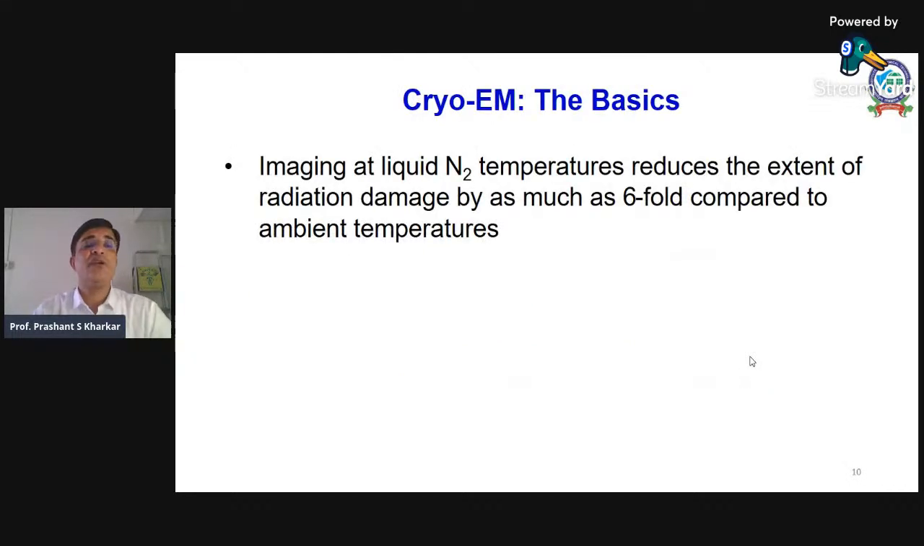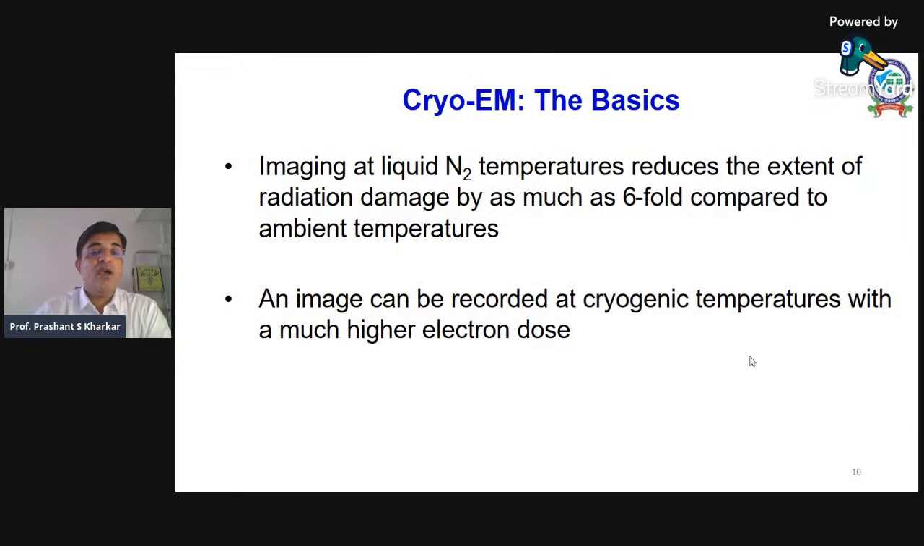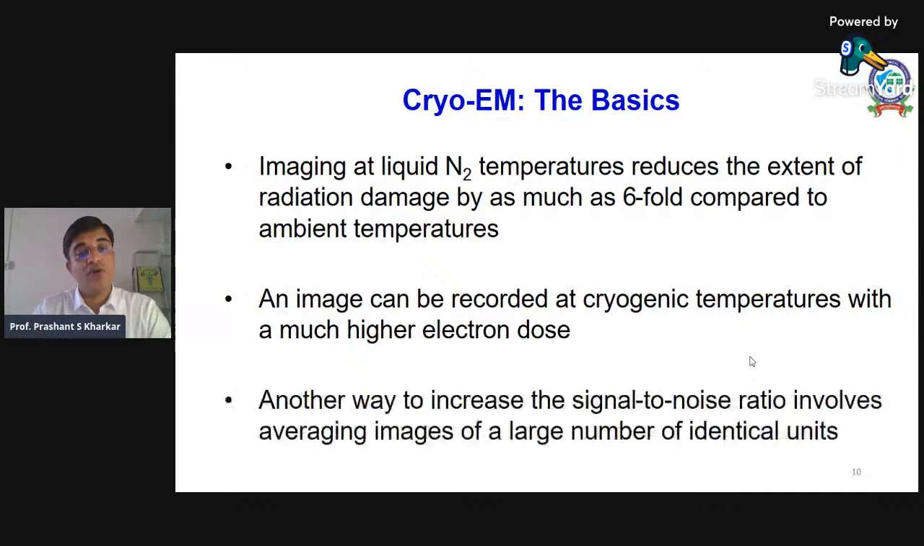Imaging at liquid nitrogen temperature reduces the extent of radiation damage, meaning you can increase the electron dose, which will increase the signal to noise ratio. Because you are maintaining the specimen at very low temperature, the radiation damage is prevented, by as much as six-fold compared to electron microscopy done at ambient temperature. So an image can be recorded at these abysmally low, cryogenic temperatures with a much higher electron dose, and that's what gives this technique its promise and potential.